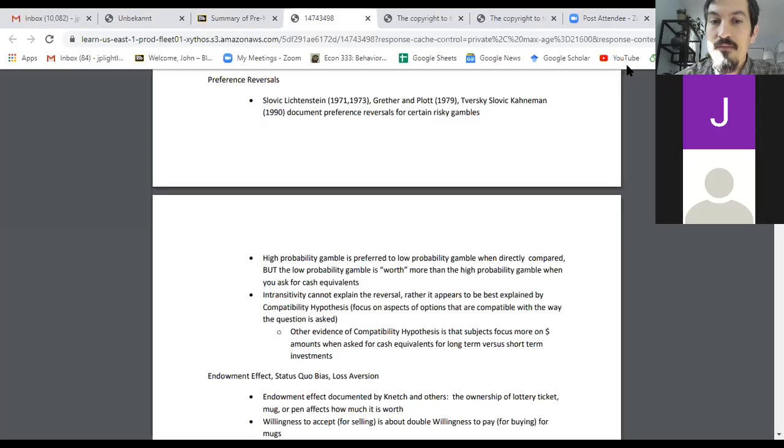They find it has to do with which aspects of the gamble are consistent with the way the question is asked. So in other words, if you have a low probability gamble, that means it has a higher payoff if it wins. And the higher payoff is something which is valued, which is denominated in dollars, in cash. Therefore, if I ask you to give a cash equivalent, you tend to focus on that aspect of it, the aspect of the gamble that is the cash.